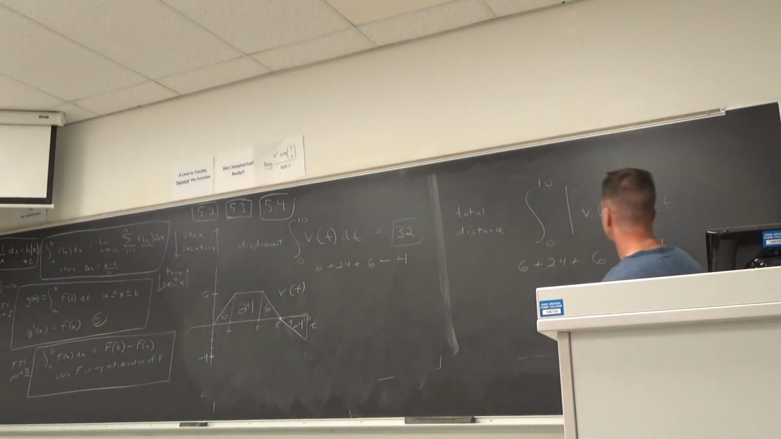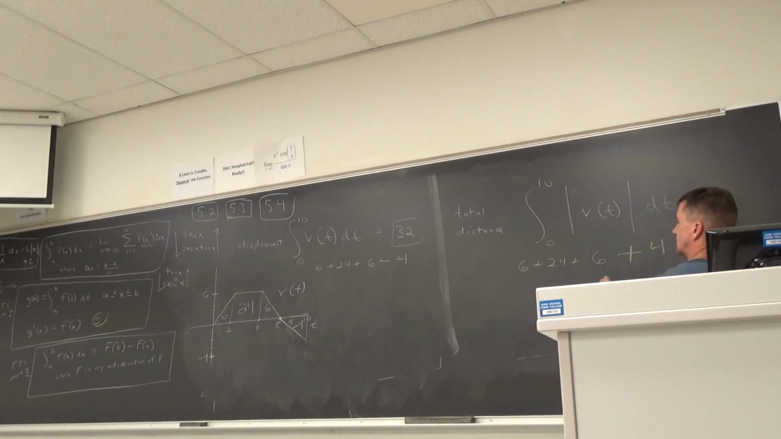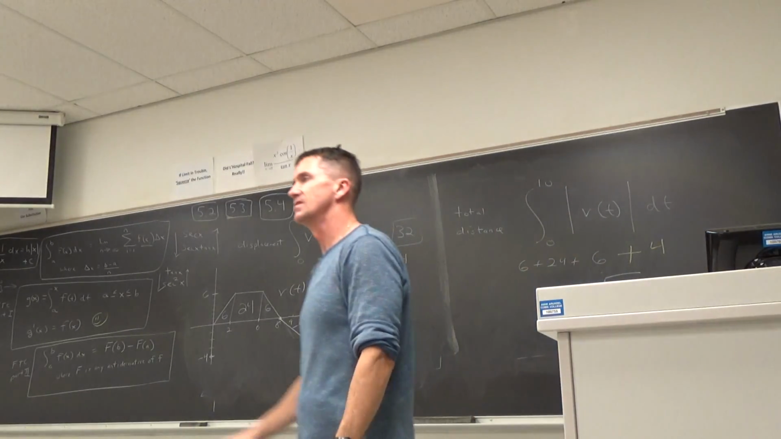So what would be total distance? 40. That would be 40. That would be the total distance. So what was the total distance that the ant traveled?